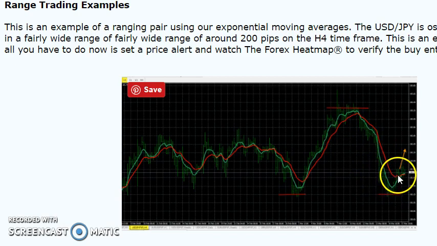So the moving averages are getting ready to cross here. This thing is getting ready to possibly go up 200 pips. You can set a price alert here at resistance. When the alert hits, you can go look at the Forex heat map.